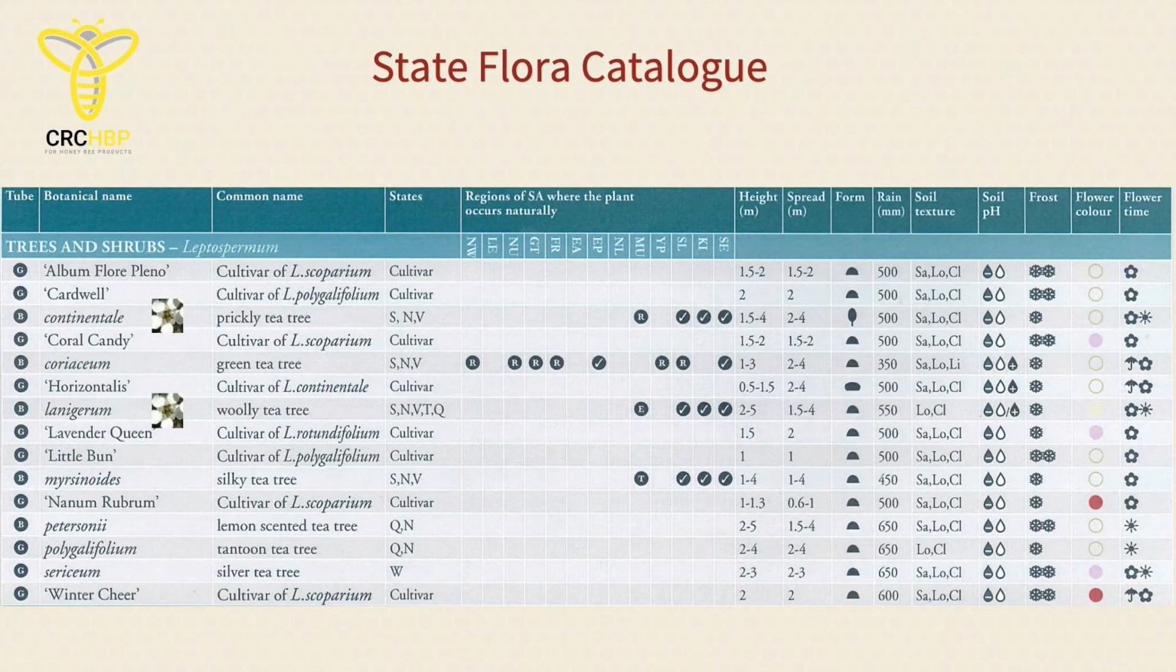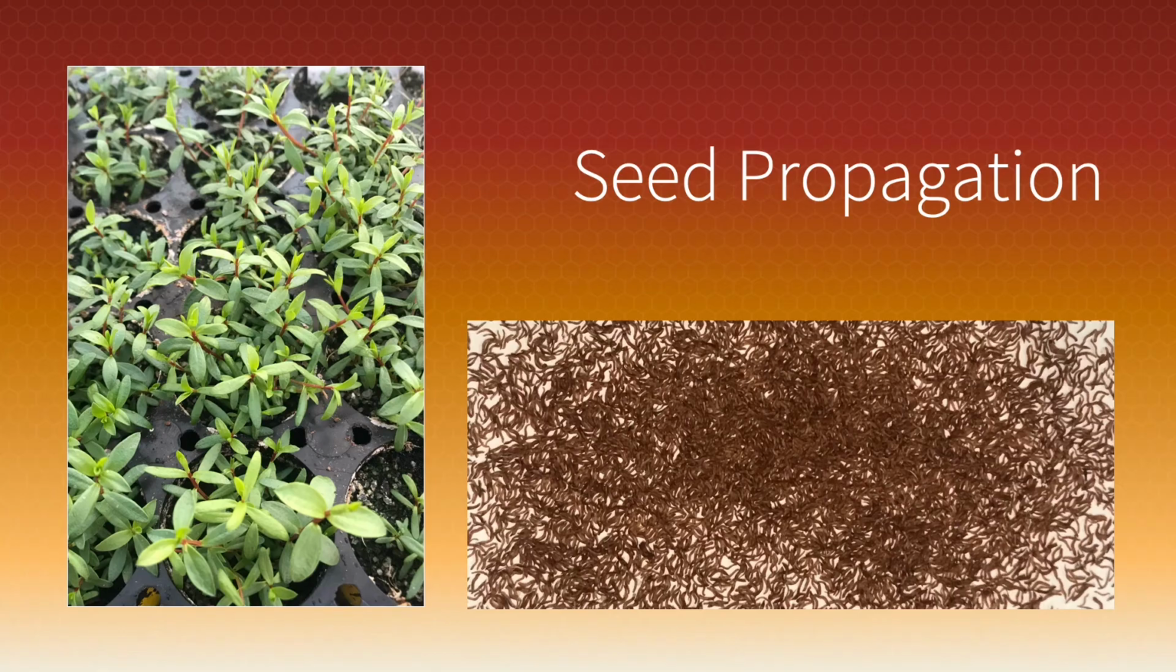A quick review of the availability of plants in South Australia shows that scoparium is mainly sold here as an ornamental plant, as we can see here in the State Flora Catalogue. This catalogue also provides good information on the growing conditions for Leptospermum continentale and Leptospermum lanigerum.